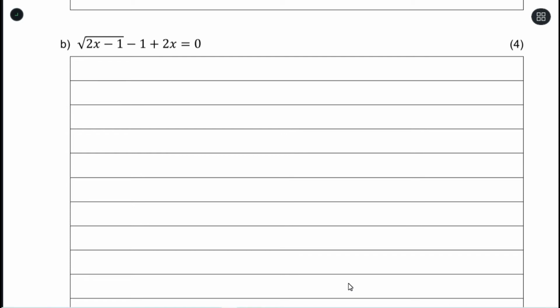So let's try the second question. This question says that the root of 2x minus 1, minus 1 plus 2x, is equal to 0, and we want to find x. To solve this question, the first thing we'll do is move everything over to that side. So I'm going to move this negative 1. I'm also going to move positive 2x over to the right-hand side. And this is what I'll get in return.